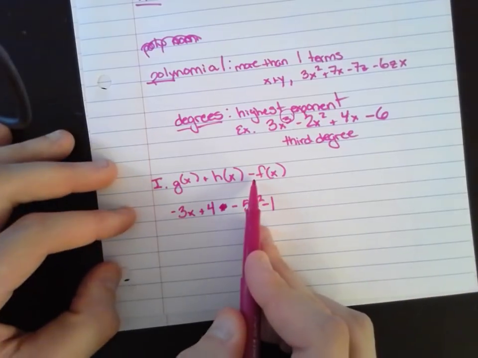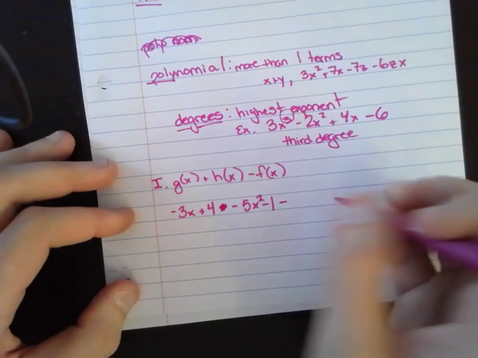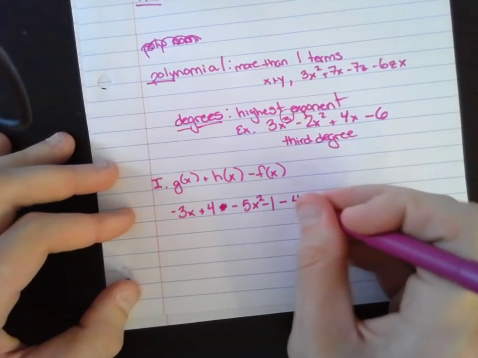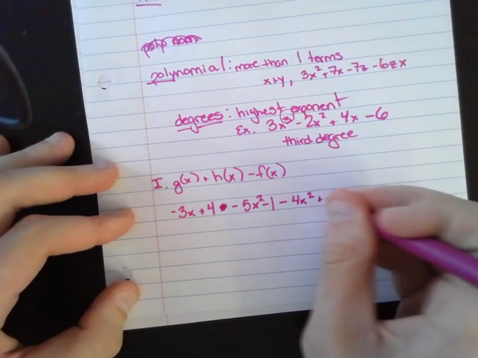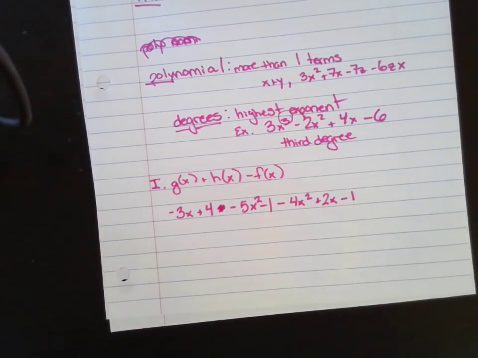Now the next one, minus f of x. So minus 4x squared plus 2x minus 1. Now, take a look. Do you think I did this correctly? Do you think I substituted all three of these expressions in correctly? The answer is no, I did not.